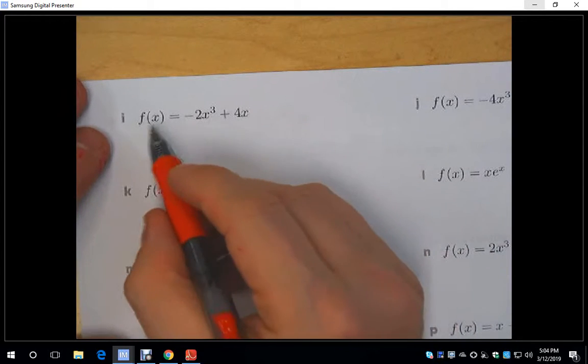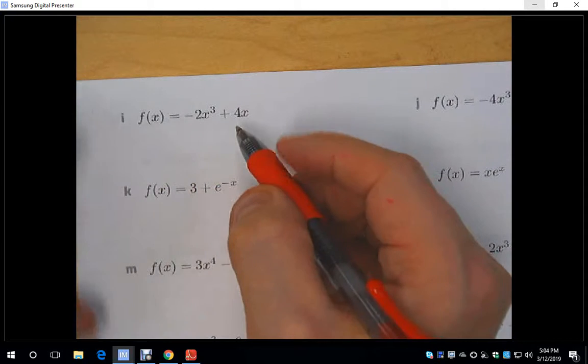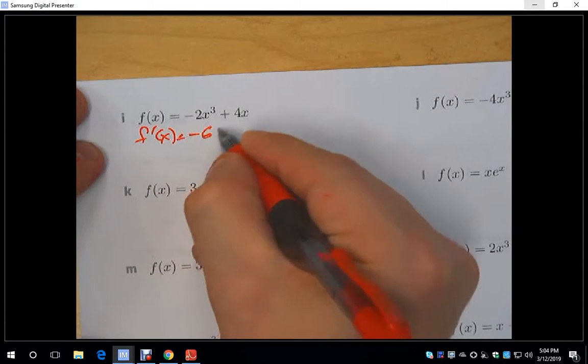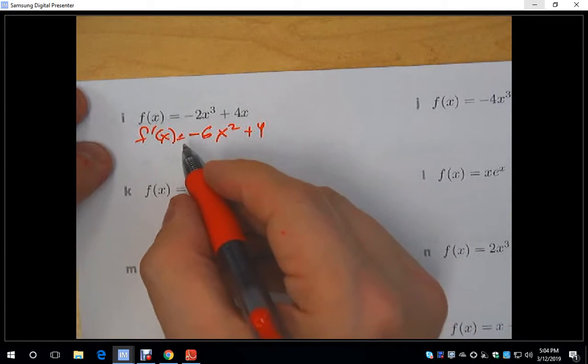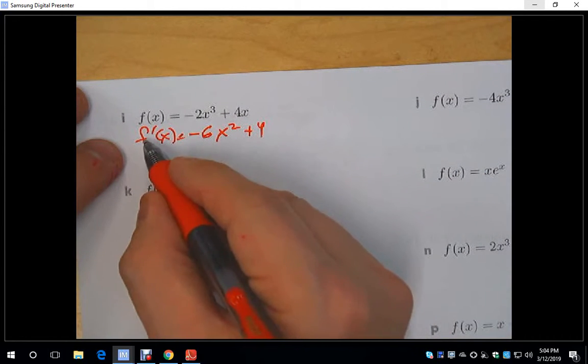We have f of x equals negative 2x cubed plus 4x. We're going to do the same thing. We're going to take the derivative of it. That's going to give us negative 6x squared plus 4. And then we're going to find our stationary point. We're going to make our slope 0.